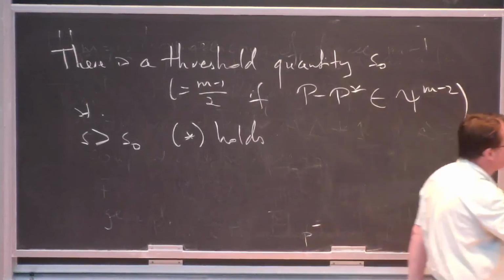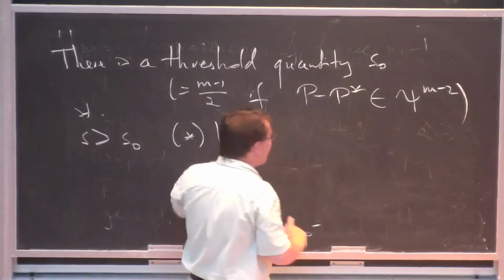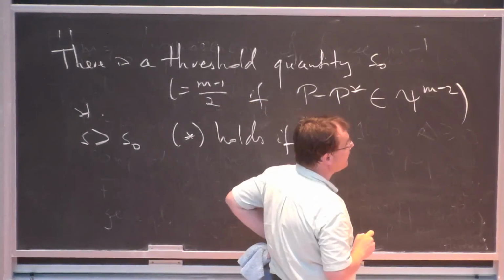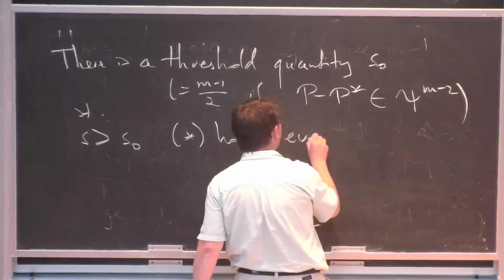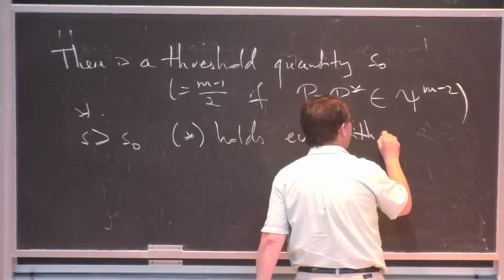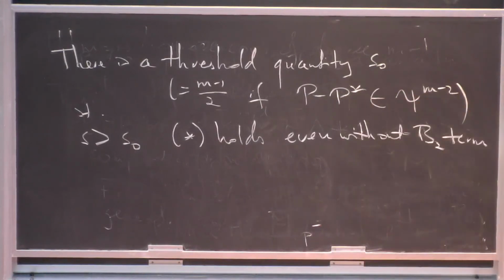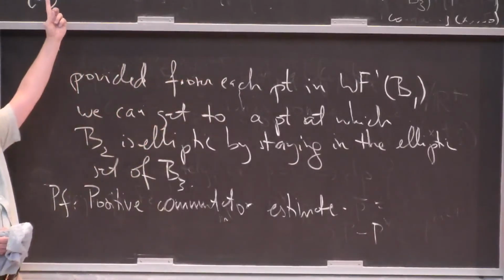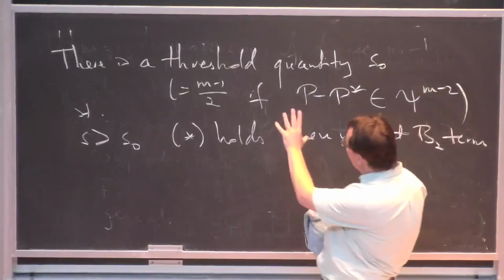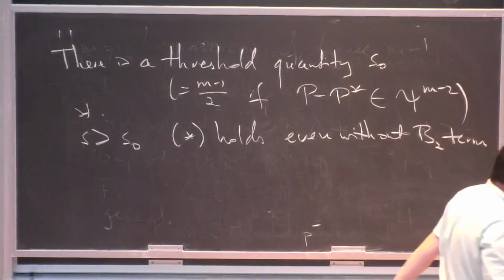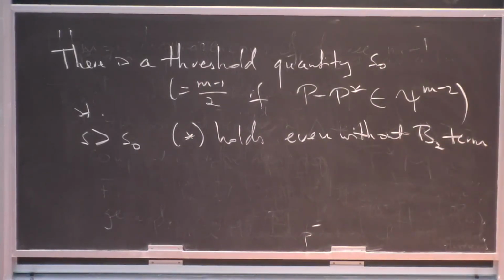You have to be careful about one point that I'm going to hide. Anyway, star holds even without the B2 term. So that's pretty amazing, right? So this theorem tells us if you know something on where B2 lives, where it's a bump, then you know something about where B1 lives. And this tells you that near these radial points, you have a version of the estimate.